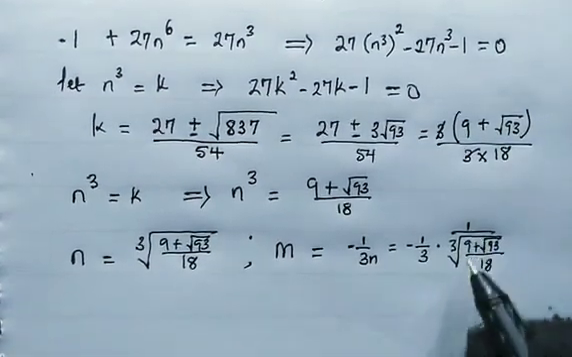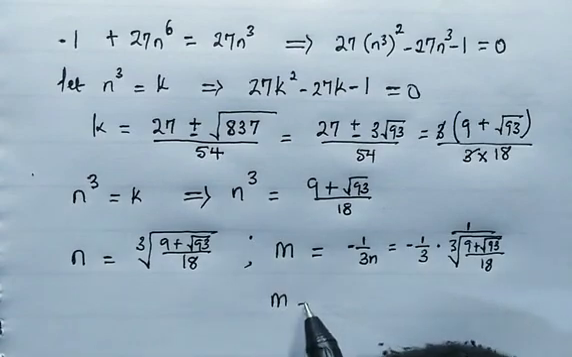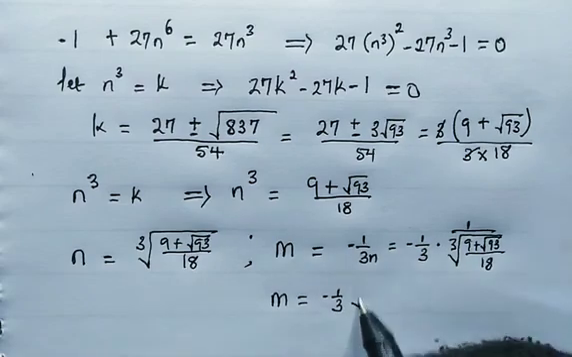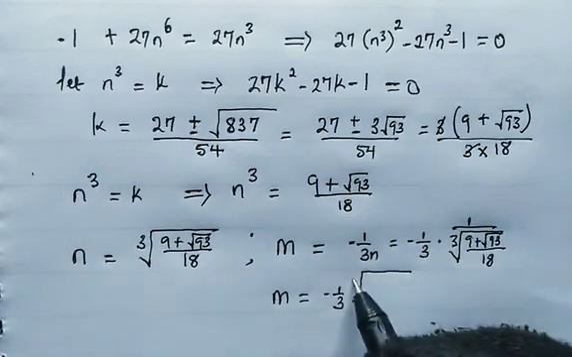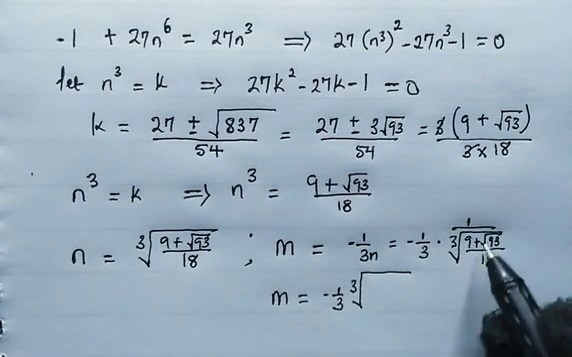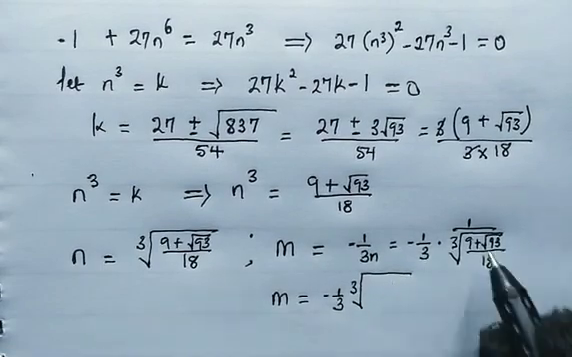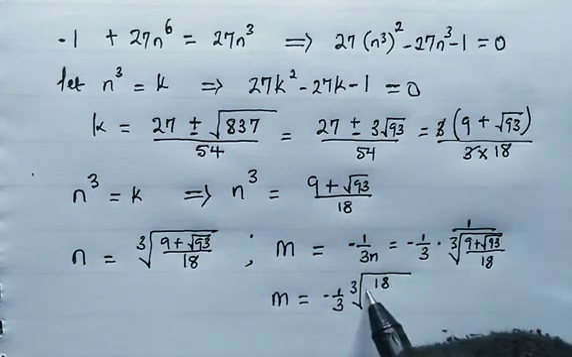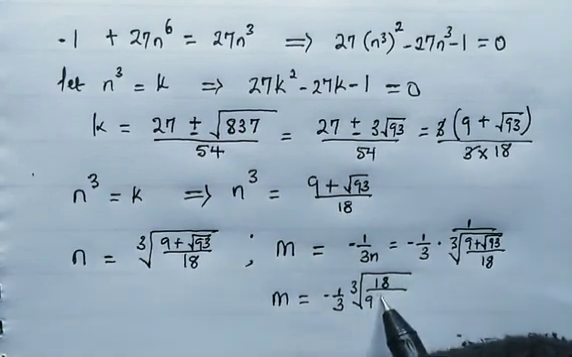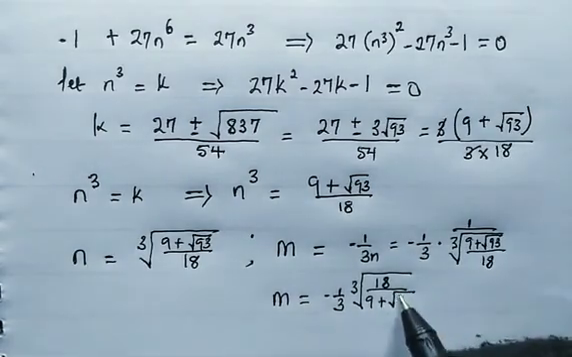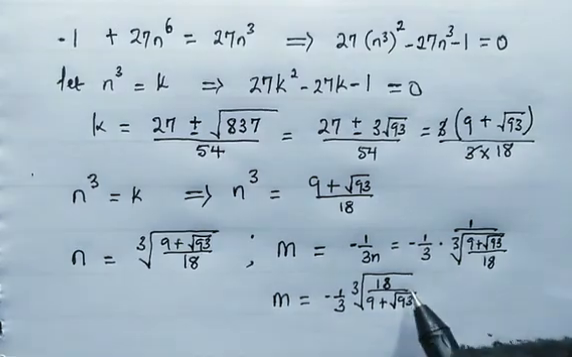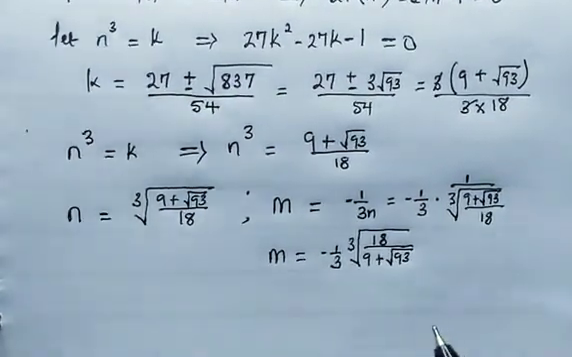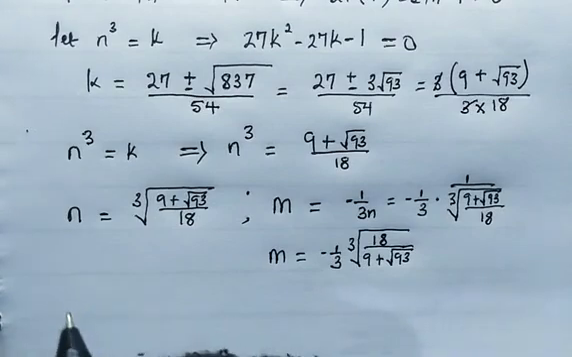Since this is a reciprocal here, we can actually write it as negative 1 all over 3 multiplied by the cube root of, here we switch this fraction here, that is an irrational fraction, so that will become 18 divided by 9 plus root of 93. So here we find the solution, and that's a real solution to the cubic equation.